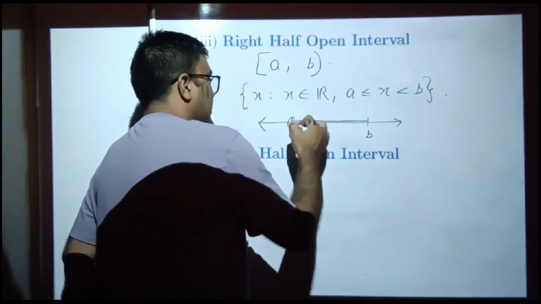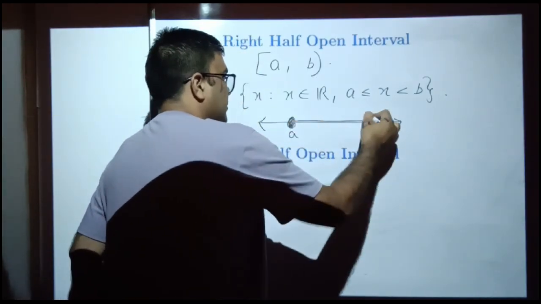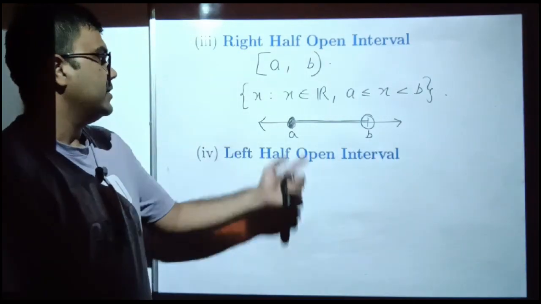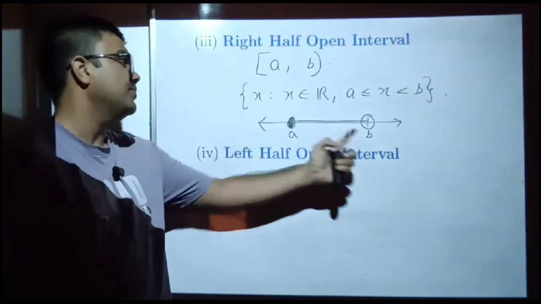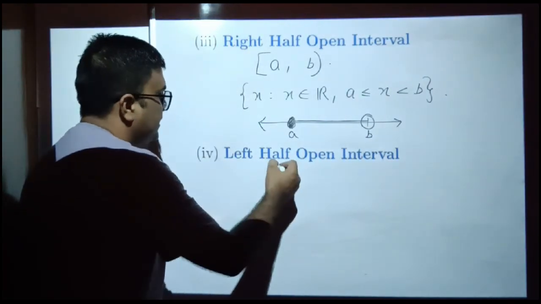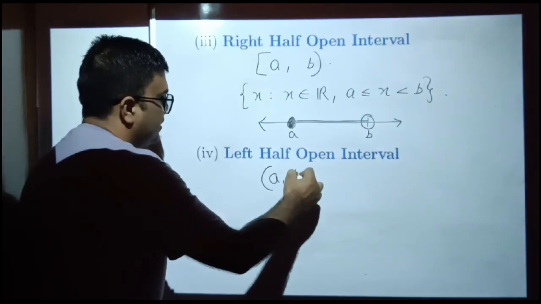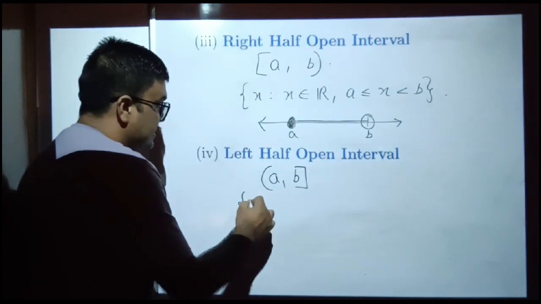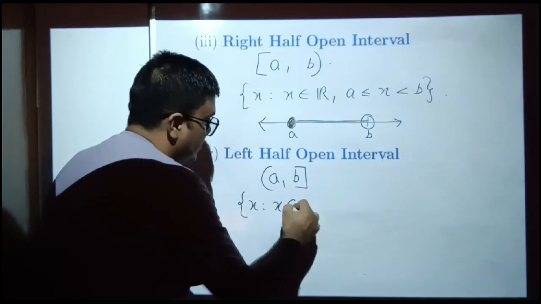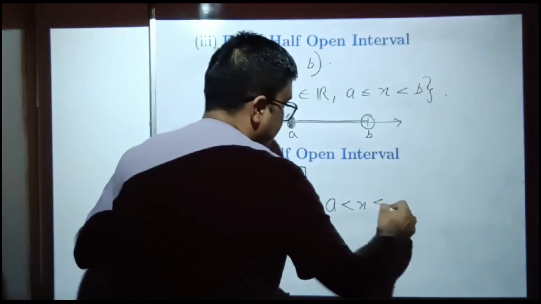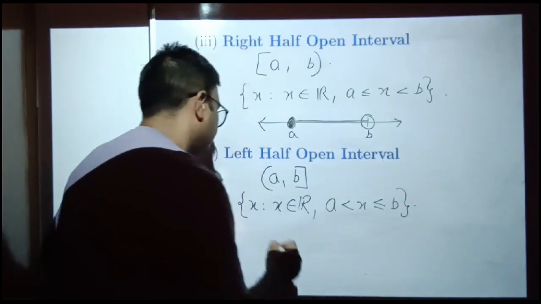A is included, a dark dot is there. B is not included, a hollow dot is there. So we are talking about the numbers greater than or equal to a and less than b. The left half open interval is open on the left and closed on the right. We are saying it is x such that x belongs to R, a real number, and a is less than x is less than or equal to b.